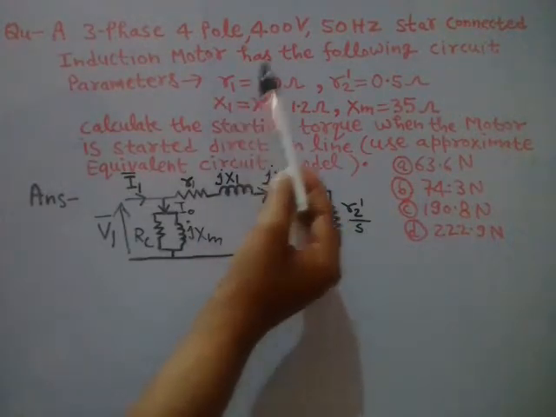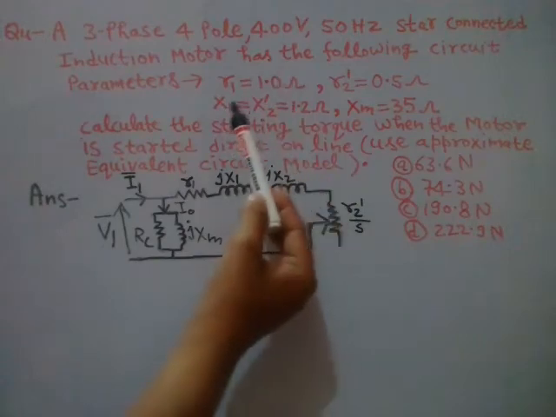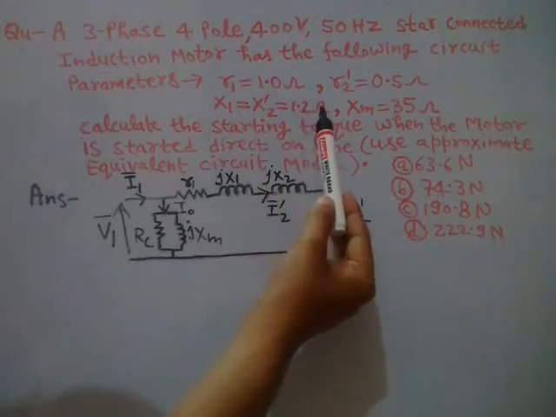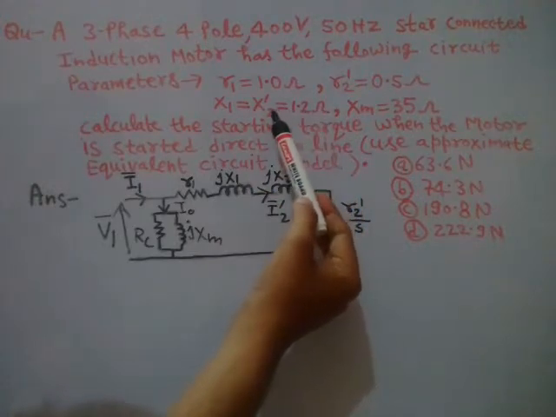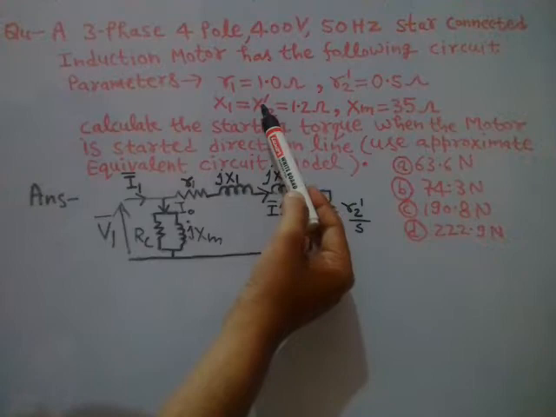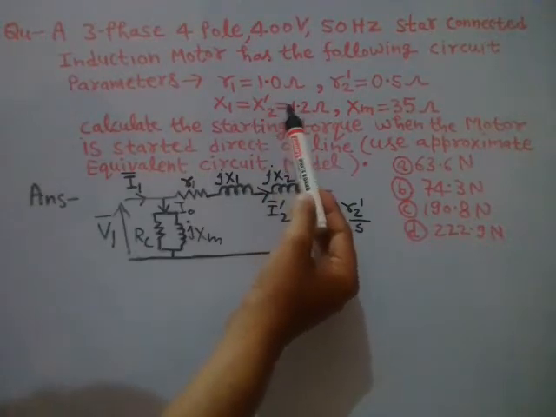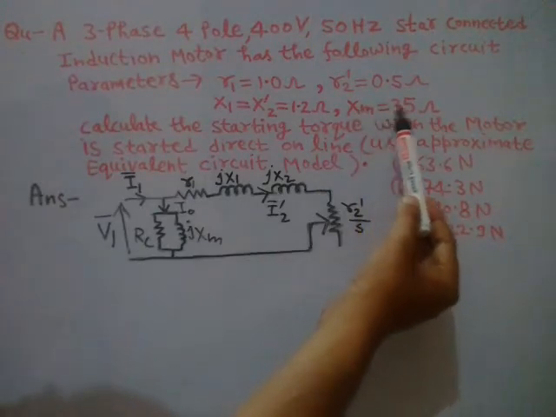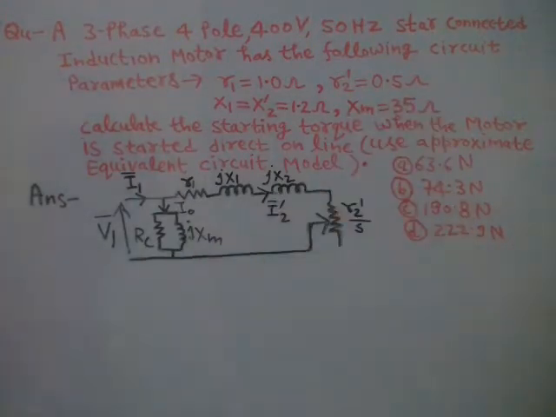The stator winding reactance X1 is 1.2 ohm, which is nothing but the rotor winding reactance X2 dash. Basically both are the same, and Xm is a magnetizing reactance which is given as 35 ohm.